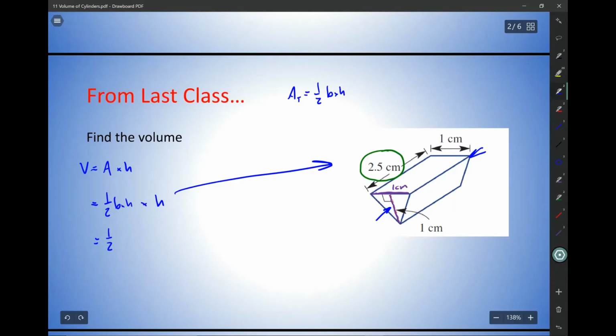And then we're just going to plug in our numbers. A half times 1 times 1 times 2.5 comes to 1.25 cubed centimeters.